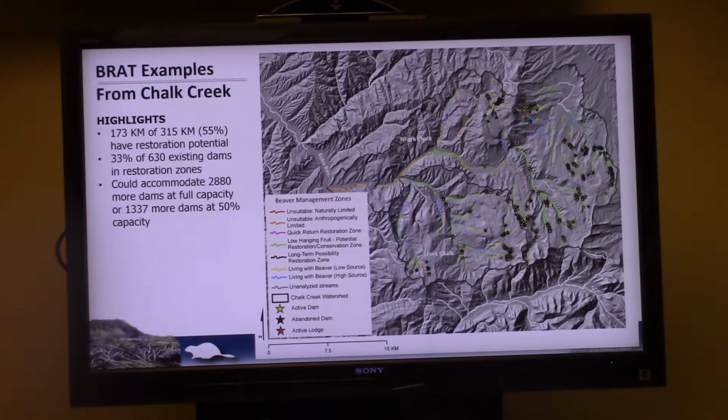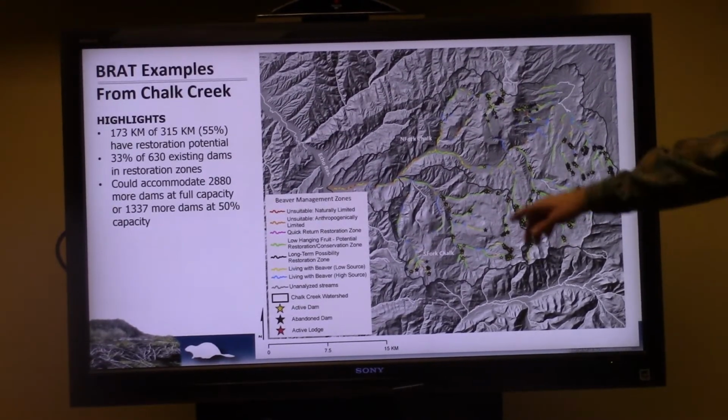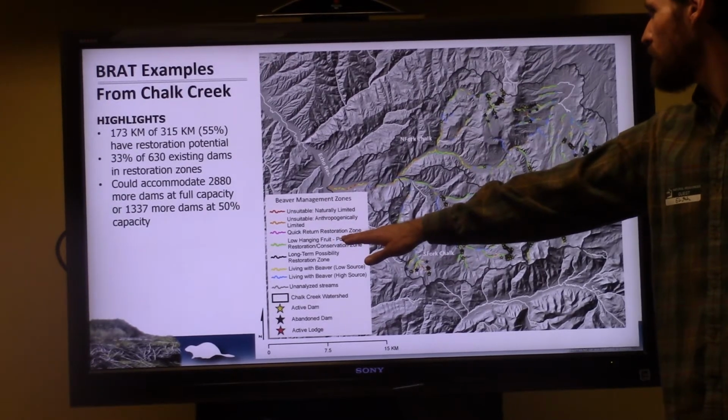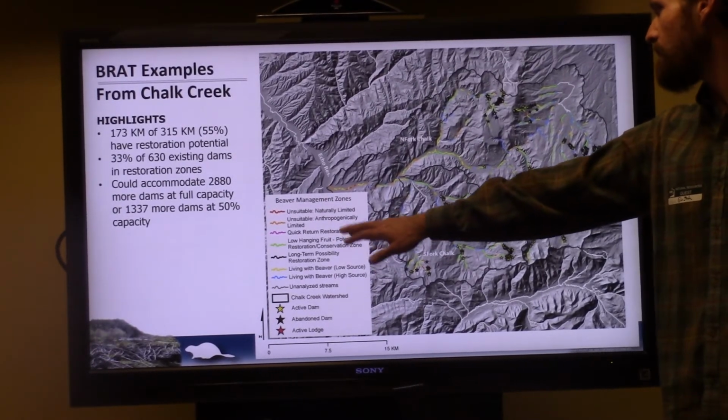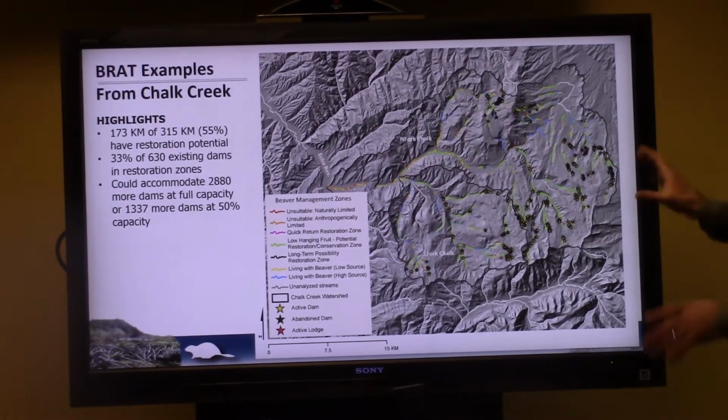Or you can just straight up try and relocate them from one portion of the watershed to another. But to get them to stay put, you need something that's enticing them. Sometimes people will go as far as even providing food for them, like bringing in aspen to help them get started. But the BRAT tool is a good first cut to at least tell you where you might want to start looking to put them. And so, with these different beaver management zones, we created these different categories: quick return restoration zones versus places that are in decent shape already, where you basically just leave them alone.